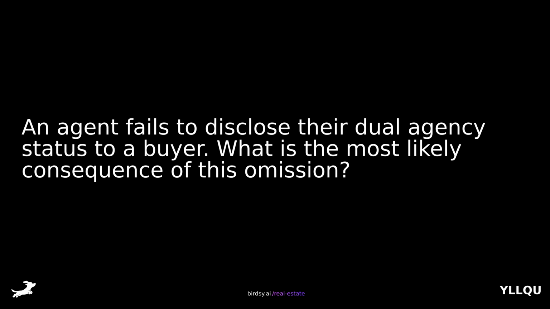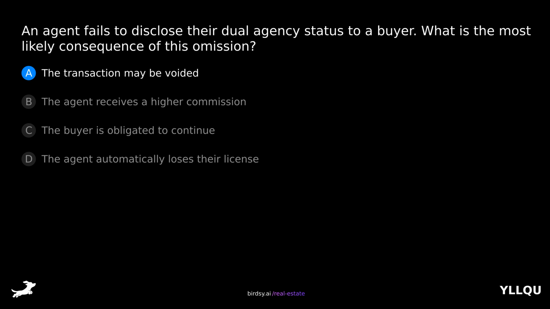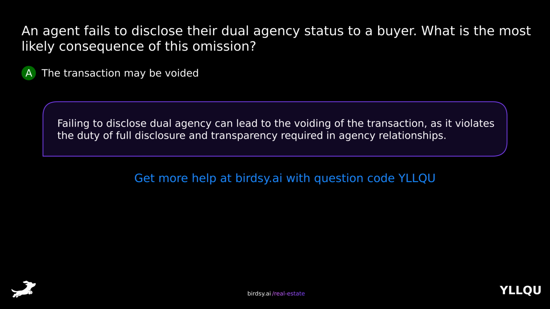What is the most likely consequence of this omission? Is it A, the transaction may be voided, B, the agent receives a higher commission, C, the buyer is obligated to continue, or D, the agent automatically loses their license? The answer is A, the transaction may be voided. Failing to disclose dual agency can lead to the voiding of the transaction, as it violates the duty of full disclosure and transparency required in agency relationships.